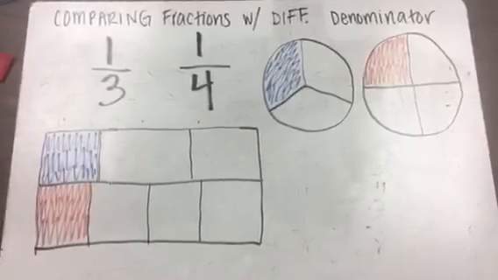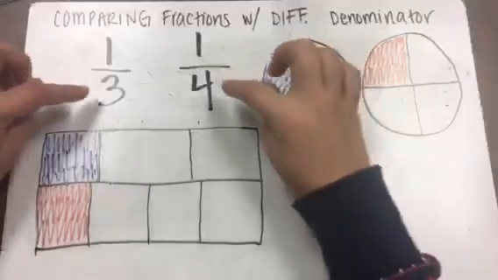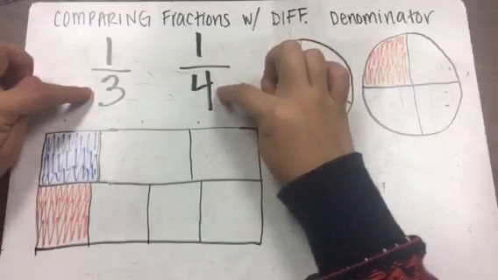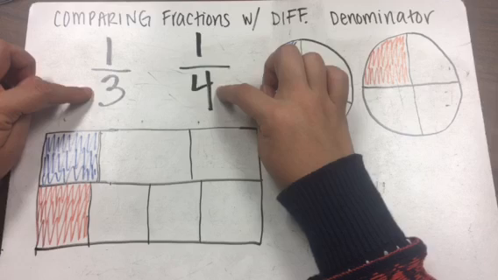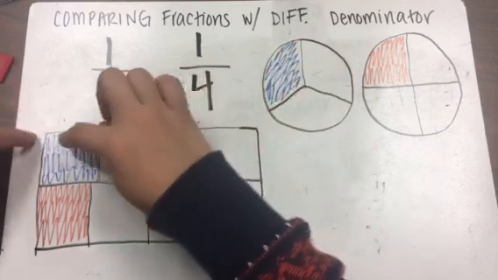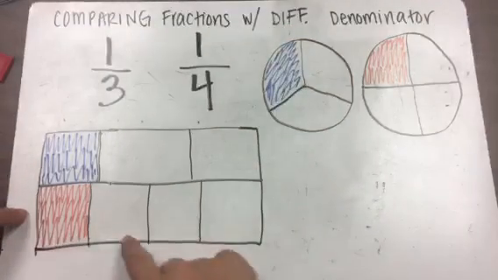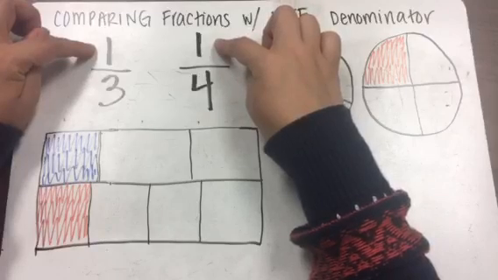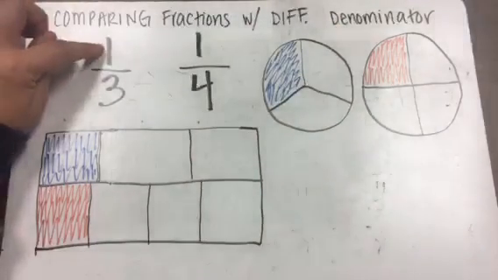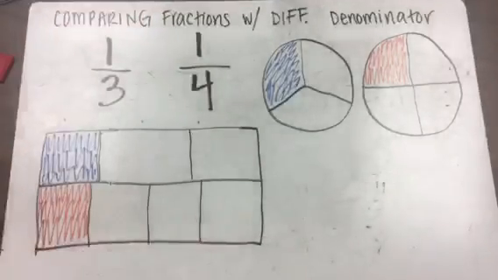Hey guys, today we're going to be comparing fractions with different denominators. So again, your denominator is the number at the bottom, and it tells you how many sections you divided the whole into. Here I divided the whole into 3 sections, and this one I divided the whole into 4 sections. The numerator tells you how many sections are shaded. So 1 out of 3 is shaded and 1 out of 4 is shaded.